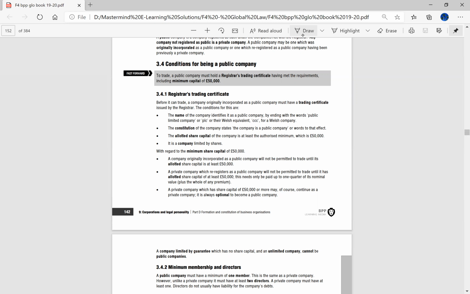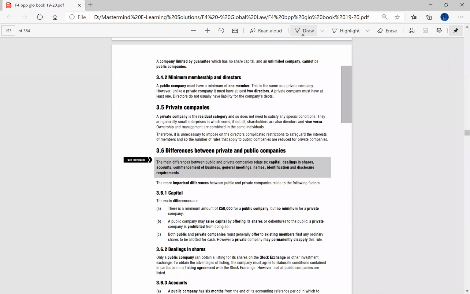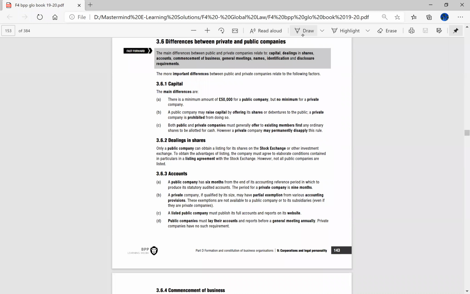Then you need to mention some other details. How many members are you starting the company with? How many directors are you starting the company with? Now, in case of private companies, what you need to mention is the capital is different. For a private company, there is no minimum share capital.